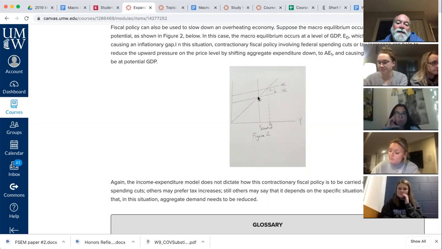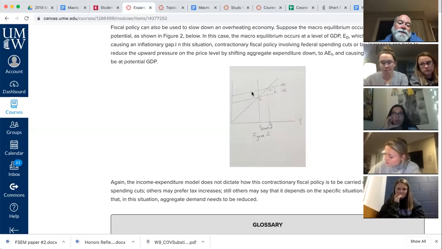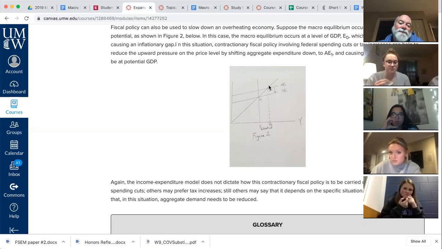For whatever reason, total spending in the economy jumps up. Maybe consumers are optimistic, maybe businesses are trying to increase their investment spending, maybe government spending just goes up. It doesn't really matter. Any kind of spending can do it. So if that happens, the AE line shifts up to here. And we want to say the new equilibrium is at this point here, where the new AE line crosses the 45-degree line.